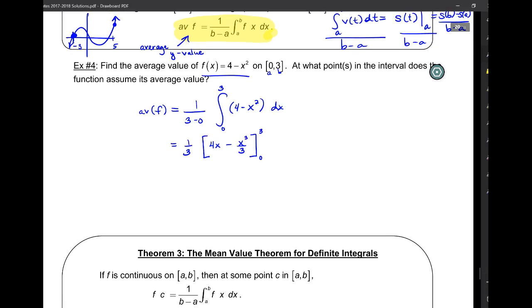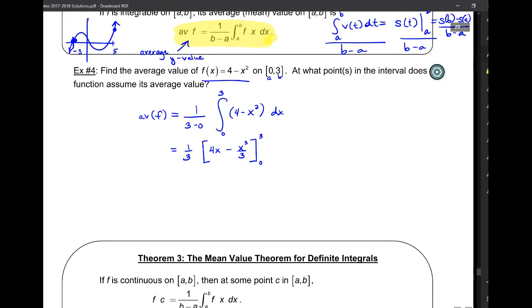Now the 1/3, we can multiply that all at the end. So I'm just going to leave that. So I'm going to first plug in the 3. Remember, we're always going to plug in the top number first, the bottom number second. So I have 4 times 3 minus 3 cubed over 3. Fortunately for us, when you plug in 0, it's just all 0. So I just really have to evaluate that.